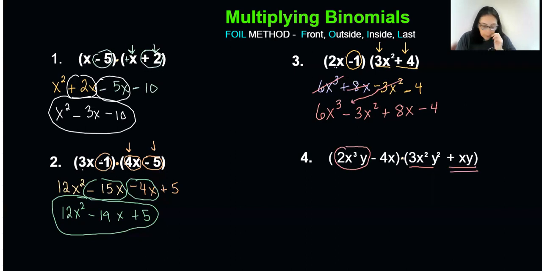So here we go. A positive times a positive is a positive. 2 times 3 is 6. Then I've got an x to the third and to the second. So we've got to add those. That makes x to the fifth. And then we have a y to the 1 and a y to the second. That gives us y to the third. Whew, that was a lot, wasn't it?